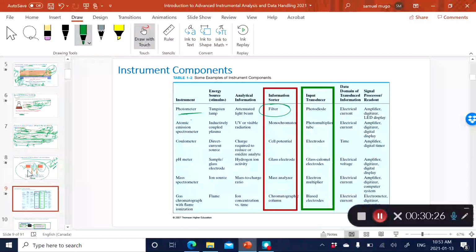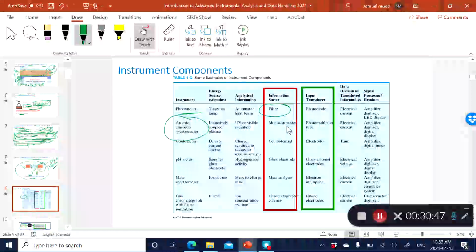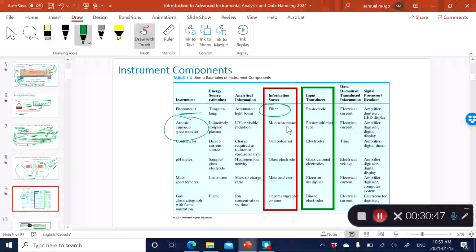Now, if you're doing AES, atomic emission spectrometry, the information sorter, again, is a monochromator. And the monochromator really is just an advanced form of a filter. Its goal, again, is to make sure that the analyte is being impinged by monochromatic radiation. Monochromatic radiation means it's got a single wavelength.